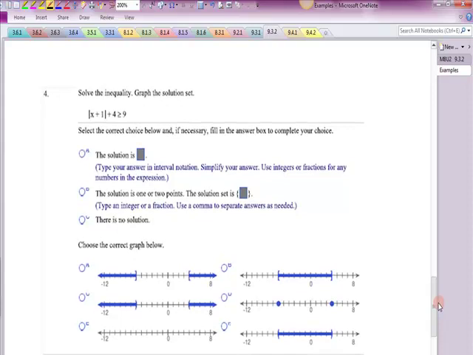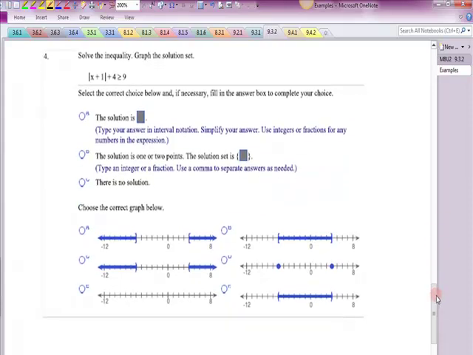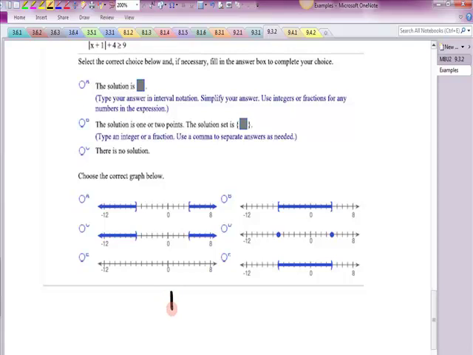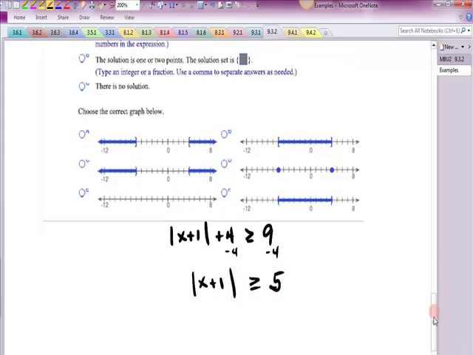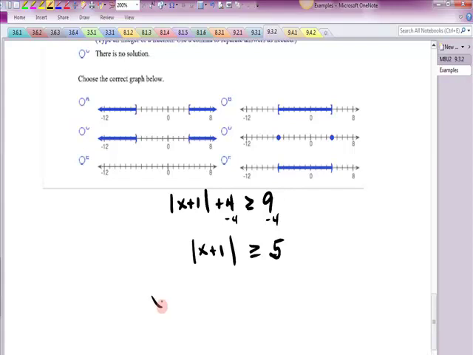Last one. Let's see, I think I'll copy it down here. Absolute value, x plus 1 plus a 4 is greater than or equal to 9. Subtract the 4 because you have to have the absolute value isolated. Absolute value, x plus 1 is greater than or equal to 5. Now I look at my two cases. That means x plus 1 is less than or equal to the negative, or x plus 1 greater than or equal to the positive.